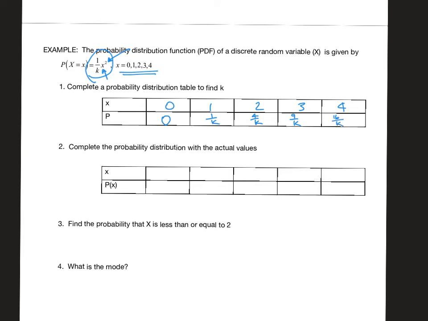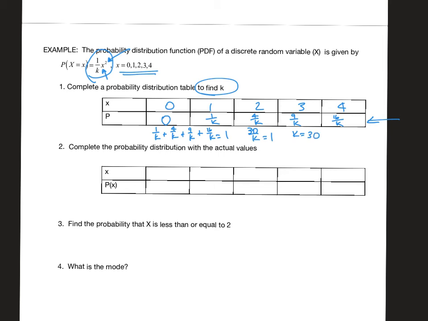Okay, now notice the directions say find K. Well, if you remember from a minute ago, all of the numbers in this bottom row have to add up to be 1. So let's add those up. 1 over K plus 4 over K plus 9 over K plus 16 over K has to equal 1. So adding those up, I end up with 30 over K equals 1. In other words, K has to be 30.